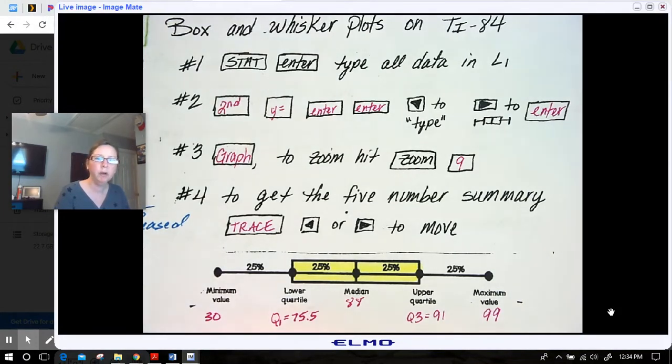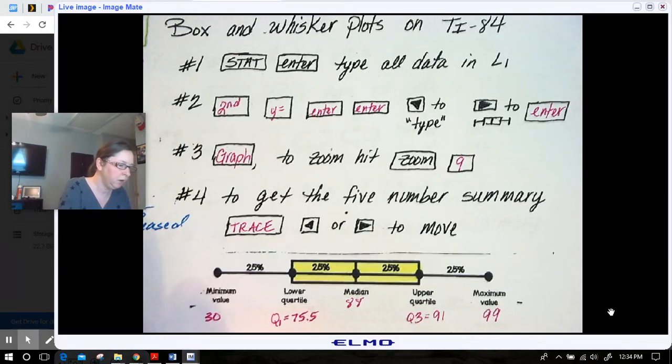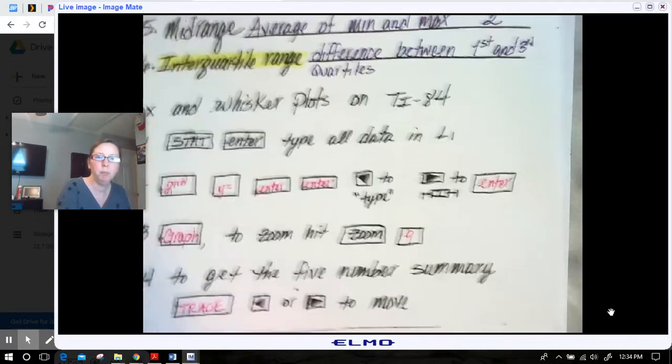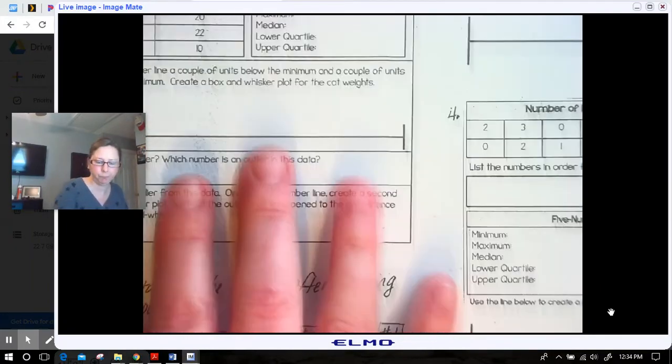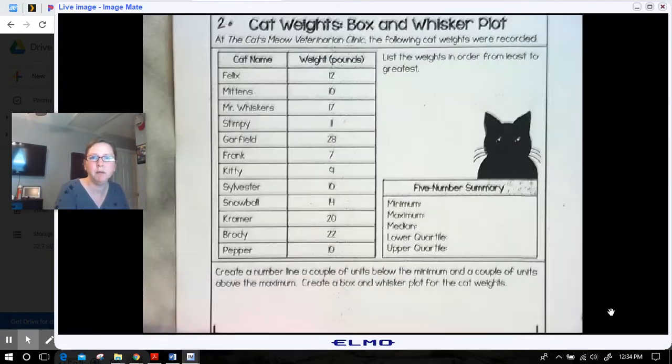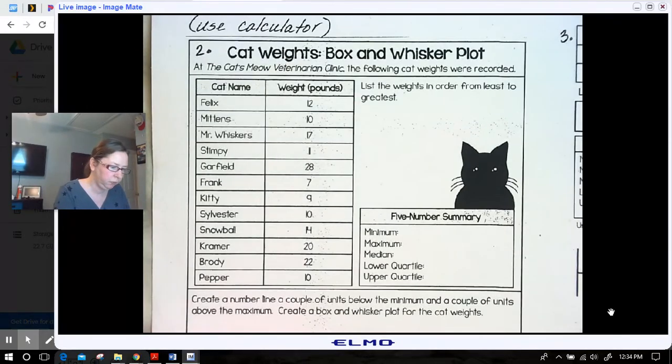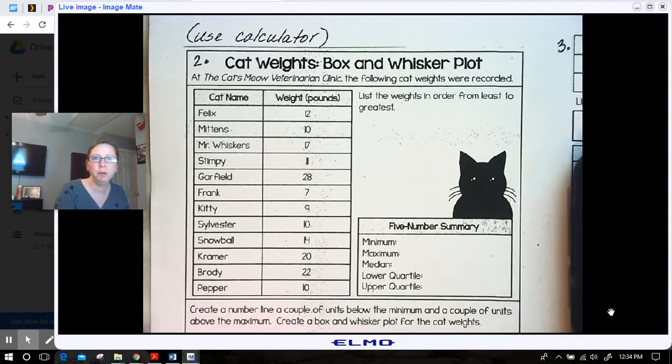All right, so we are going to go ahead to the other side of our notes and we are going to put these calculator notes to good use, okay? So let me just get this set up so that we can all see it. So this is our example number 2. Example number 1 was on the other side with our 16 sets of numbers. Okay? All right. So what we're going to do here is, in our calculator, we are going to enter all of this data into L1.